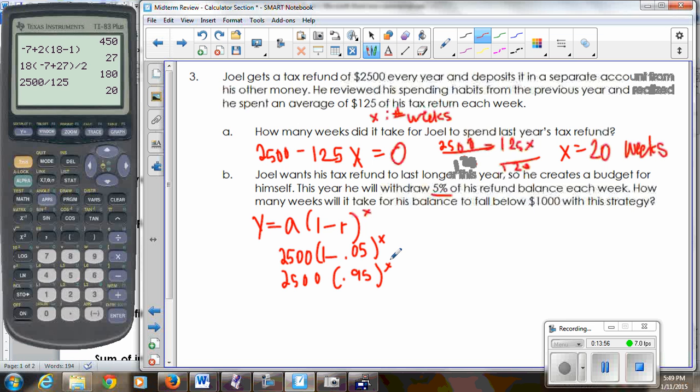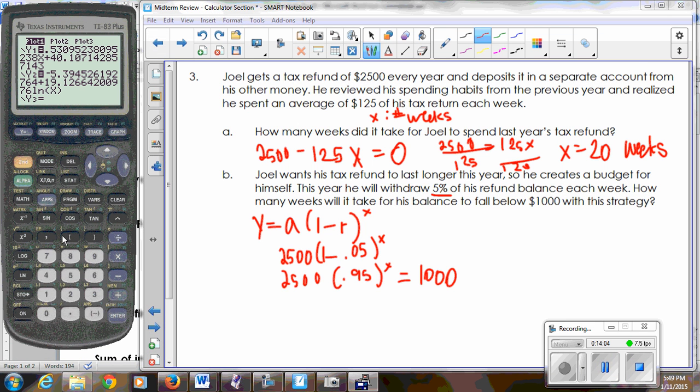So we could try to do this with logs or just use our calculator. And I'm just going to clear out the equations that are in here. Notice that my plot is turned on, so I'm going to press enter to turn that off. I'm actually going to go ahead and just use my graph to solve this equation. So if I use 2,500 times 0.95 to the x, the second equation is just 1,000.